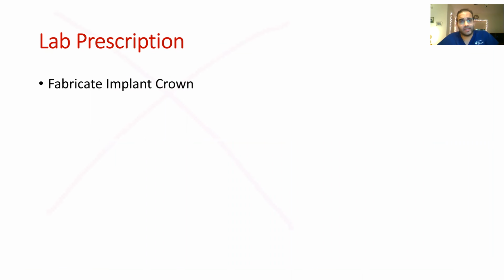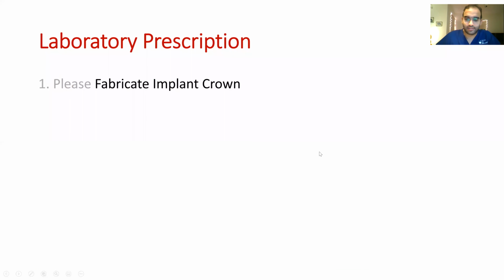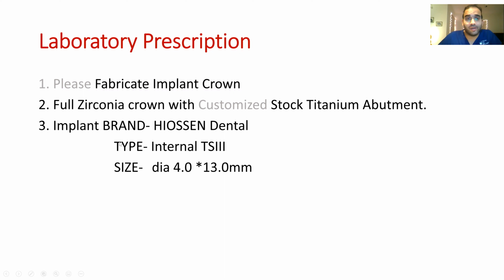The lab prescription is sent to the lab. The point of that slide is to provide a little more detail. Don't just tell the lab to make a crown, give them a few more details. Definitely tell them what type of abutment you want. Do you want a stock abutment or a custom abutment? And then what implant brand are you using and what size? This is critical information that the lab can use even to put the right driver for your prosthetic, right?